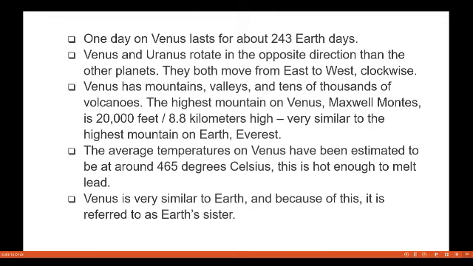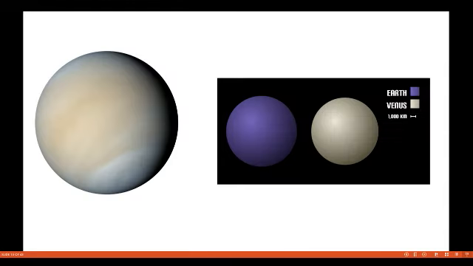The highest mountain on Venus, Maxwell Montes, is 20,000 feet high, very similar to the highest mountain on Earth, that is Mount Everest. The average temperature on Venus has been estimated to be around 465 degrees Celsius. This is hot enough to melt lead. Venus is very similar to Earth, and because of this, it is referred to as Earth's sister.